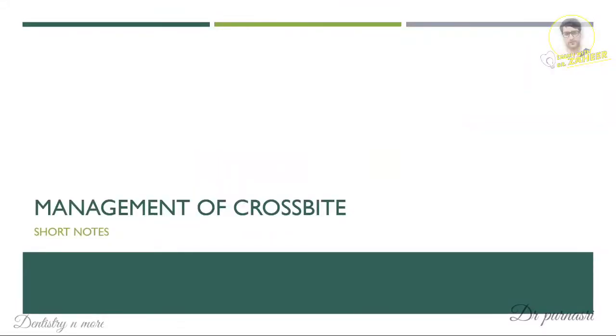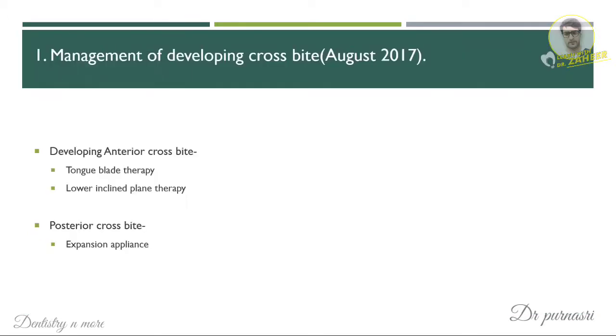Moving to the next topic, management of crossbite. Here short notes have been asked. Management of developing crossbite. When there is a developing anterior crossbite, tongue blade therapy can be used. Alternatively, a lower inclined plane therapy can be used. And if there is a developing posterior crossbite, expansion appliances can be used.